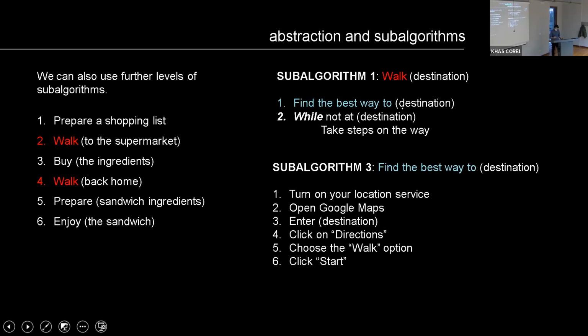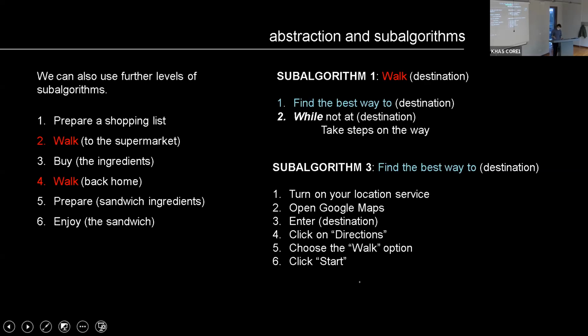So this was our walk sub-algorithm. I was using another sub-algorithm here, find the best way to destination. It could be named sub-algorithm 3, find the best way to, and I could even write further details for it. Find the best way to destination means turn on your location service, open Google Maps, enter destination, click on directions, choose the walk option, click start. I mean, assuming that you do not already know the way to the supermarket, etc.